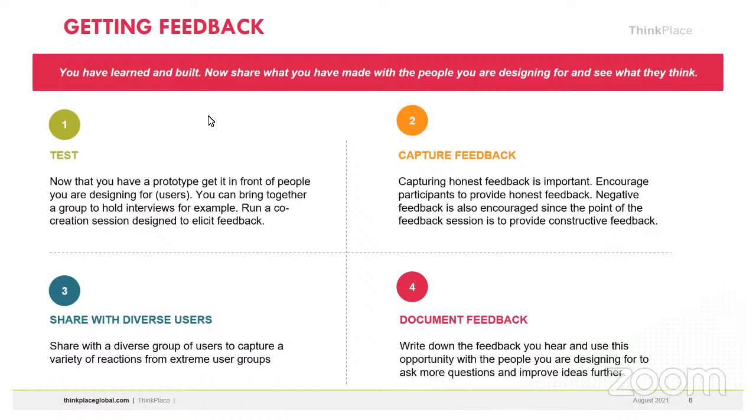So it says, share with diverse users. Share with a diverse group of users. Capture a variety of reactions from extreme users. So when we do this ideation process, we pick a group of people from the community who we feel will be impacted directly. But when we are prototyping, now you can deal with a larger number of people. Do not constrain yourself.